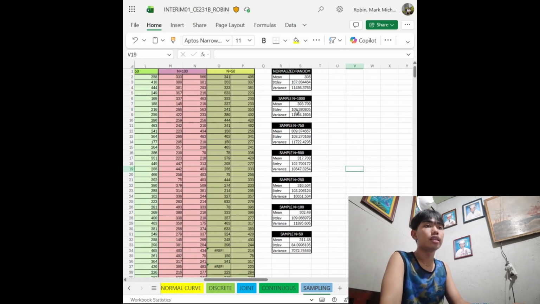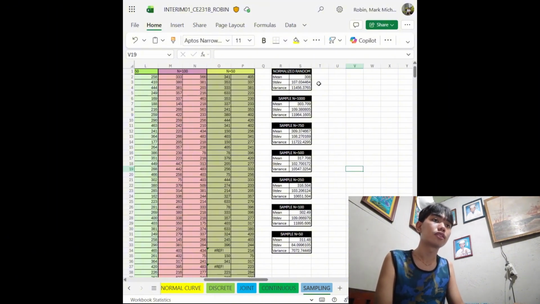I get the normalized random, and the mean of this is 308, standard deviation 107.034, variance is 11,456. For the sample that sir gave to us, which is 1,000, the mean is 303, standard deviation is 109, variance is 11,964, and so on, until it reached sample n equal to 50.